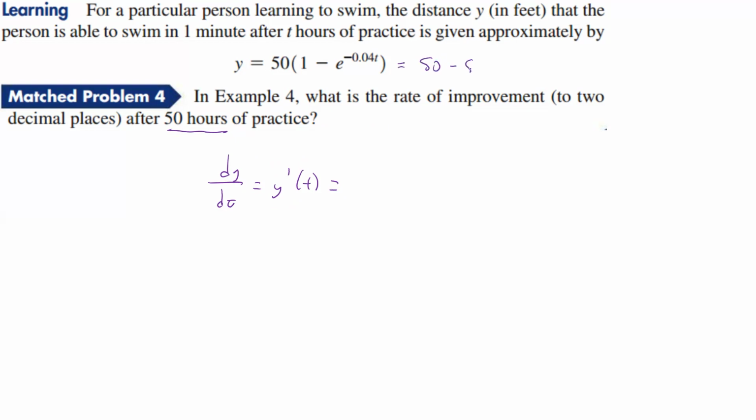That's going to be 50 minus 50e^(-0.04t). And so the derivative of that 50 is just 0. The derivative of the other is going to be a minus 50 times minus 0.04 times e^(-0.04t). And so 50 times 0.04 is going to be 2, and it's going to be positive: 2e^(-0.04t). So that's y'(t), that's going to be our rate of change. Now they want the rate of change after 50 hours. So now we need to find y'(50).